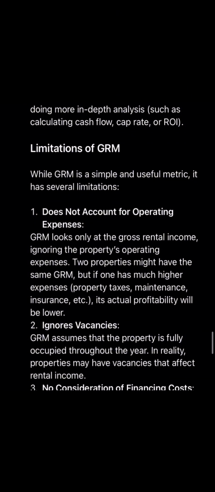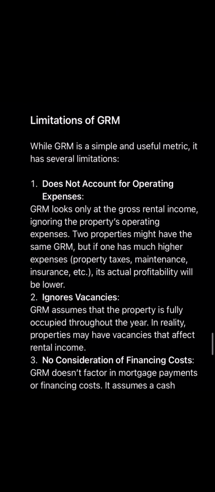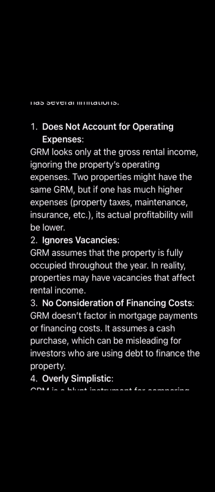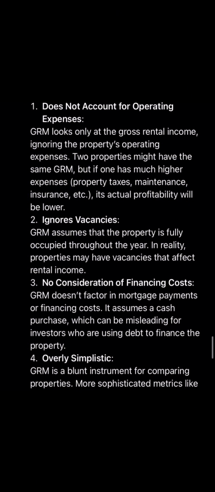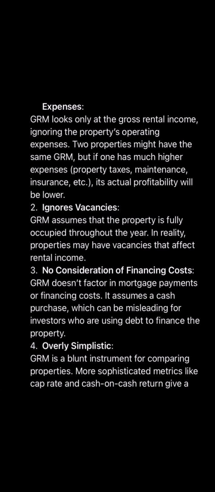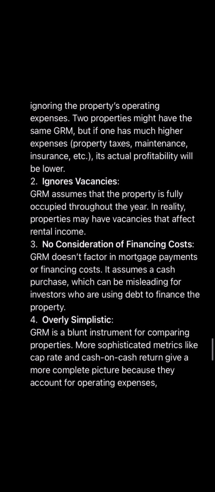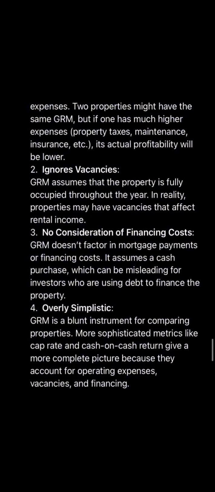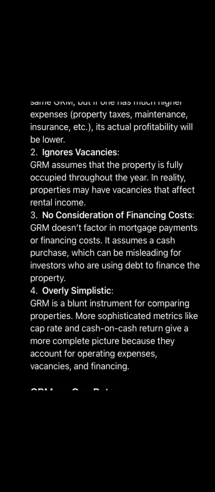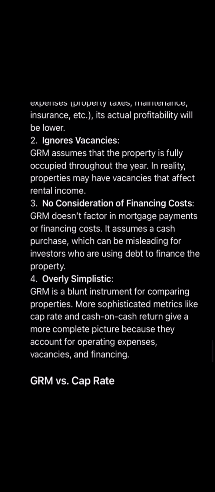Limitations of GRM. While GRM is a simple and useful metric, it has several limitations. 1. Does not account for operating expenses. GRM looks only at the gross rental income, ignoring the property's operating expenses. Two properties might have the same GRM, but if one has much higher expenses, property taxes, maintenance, insurance, etc., its actual profitability will be lower. 2. Ignores vacancies. GRM assumes that the property is fully occupied throughout the year. In reality, properties may have vacancies that affect rental income.